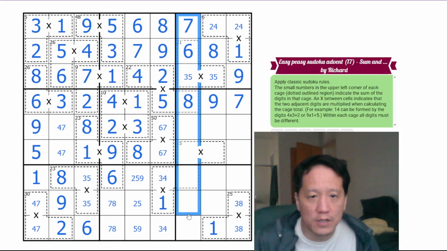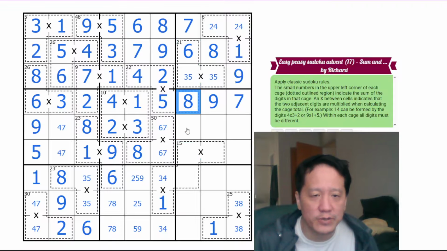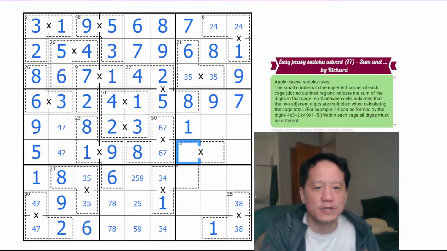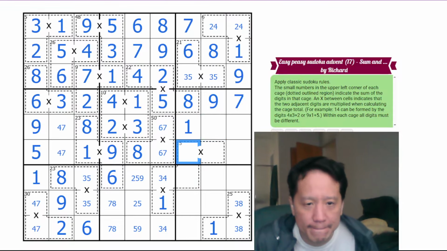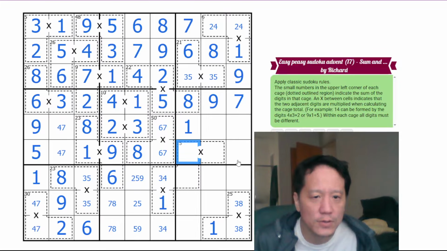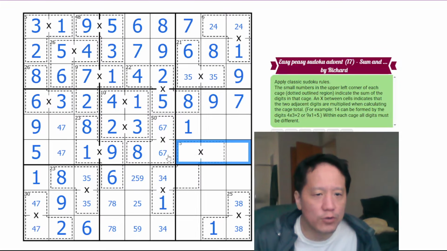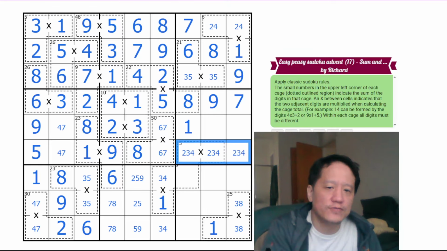Where is 1 in column 7 then? Cannot be here because of 1 in the box. Can't be here because 1 in the box. Can't be here because 1 in the row. Can't be here because that's an 8. So this must be 1 there. Remaining digits in row 6 are 2, 3, 4, and 6. They cannot be 7 because of 7 in the box. 2, 3, 4, and 6.